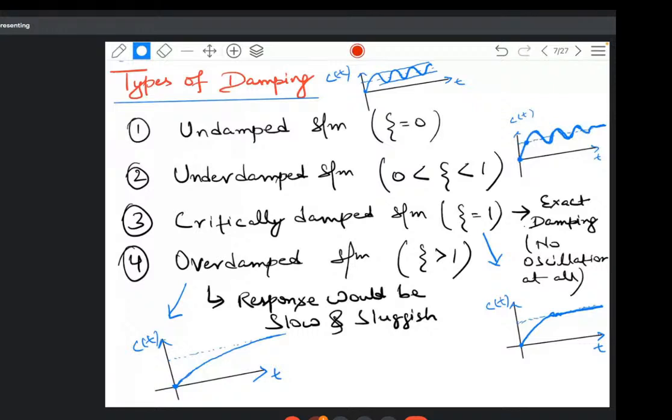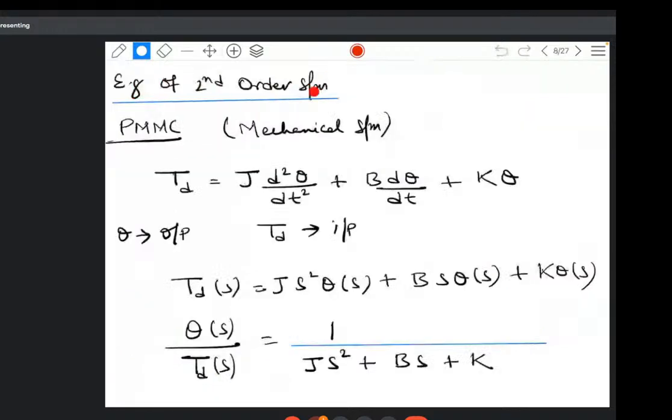Now, let us see the example of a second order system. See, any system is represented in the form of a differential equation. And to solve that differential equation and get a relationship between input and output, I need to take the Laplace transform and assume the initial conditions to be 0 so that I can obtain the transfer function, or the input-output relationship. Okay.